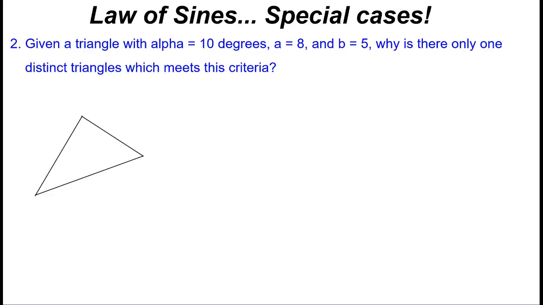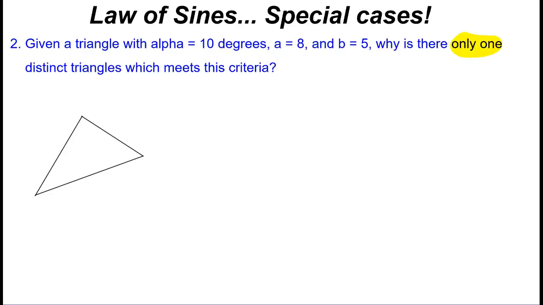All right, so this problem is a little bit more of a special case, a little more interesting. It says, given a triangle with alpha 10 degrees, same thing as last time, this time side A is going to equal 8 and side B is going to equal 5. Why is there only one distinct triangle? This is what's different. It's only going to be one of them this time. We're not going to have to do a second one. So why is there only one distinct triangle which meets this criteria? We're going to find out.